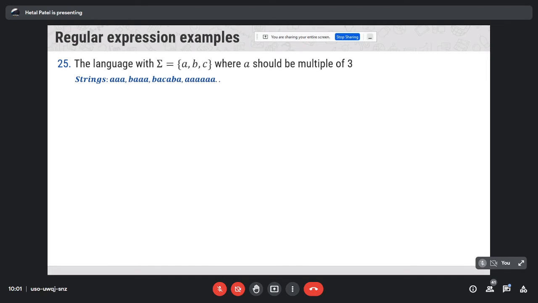Just look at the string. 3A. It's not consecutive A's also. Just look at it properly. Such type of strings. If you are designing your RE, just check whether your RE is accepting these strings or not.